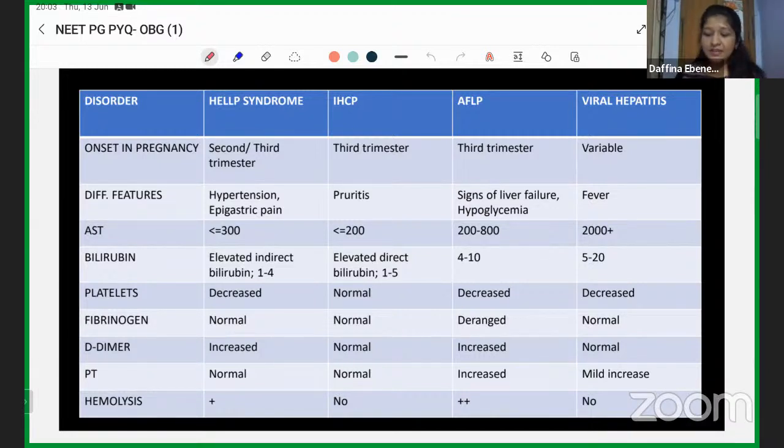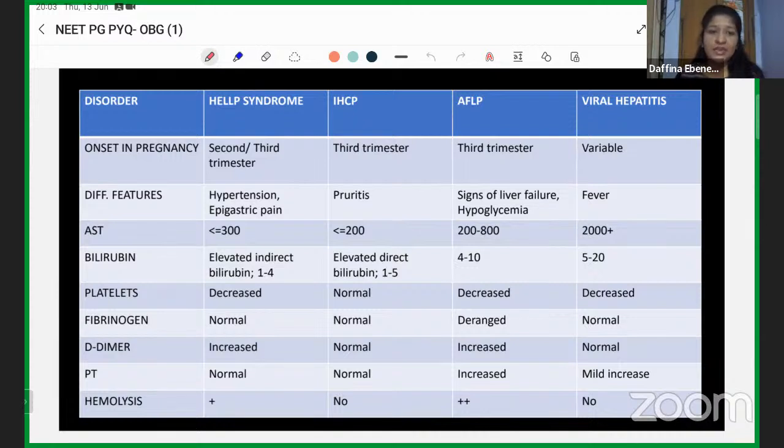So what are the differentiating features that help you arrive at the diagnosis? For HELLP syndrome, most commonly there will be a history of elevated BP, either severe preeclampsia or preeclampsia. So there is hypertension and there can be other signs and symptoms of impending eclampsia like headache, vomiting, and more commonly epigastric pain.